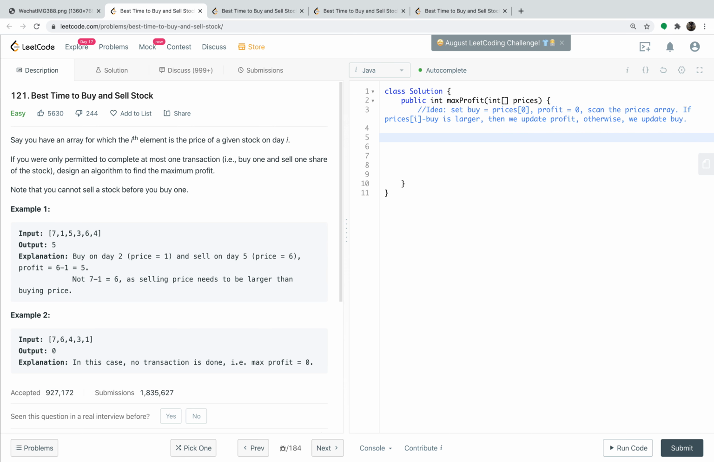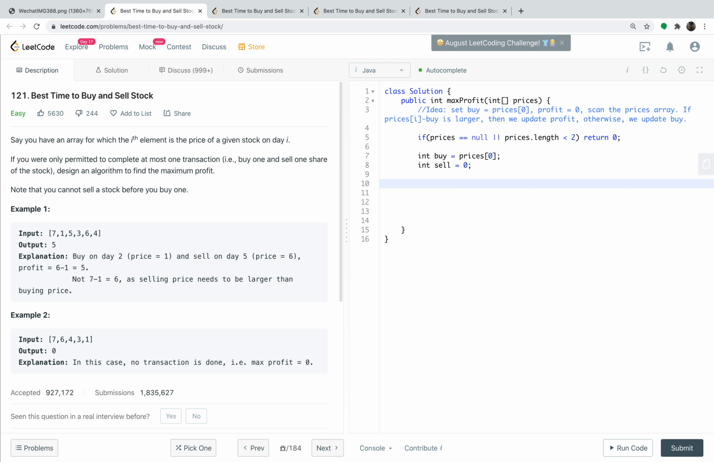So let's write the code. First, the special case is that if the price is none, or the length of prices is less than 2, then we just return 0, because in this case we even cannot buy and sell because we have only one price. So we first say buy is 0 and set sell is 0. Sell is actually meaning the profit at the current slot.